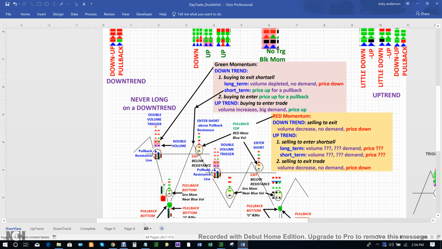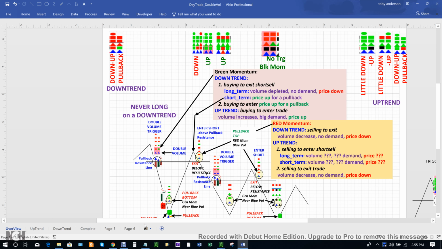Okay, this is double volume trading, and this is on the uptrend part of it. I've already done the downtrend part of it. I've learned more about the downtrend this time, but I'm going to do the uptrend now. So I finished the uptrend part of it.